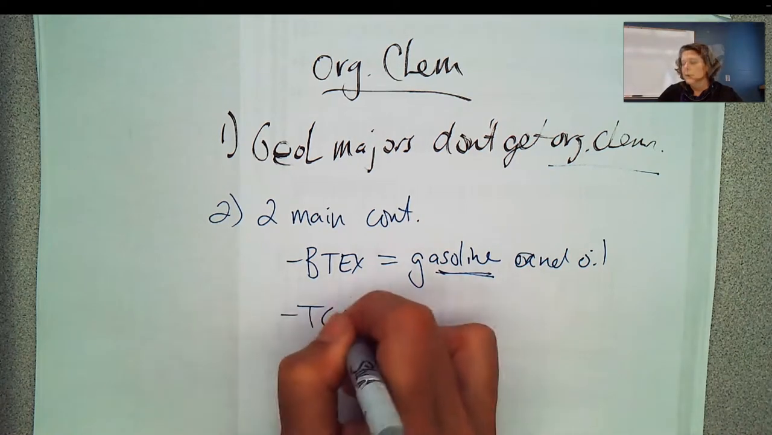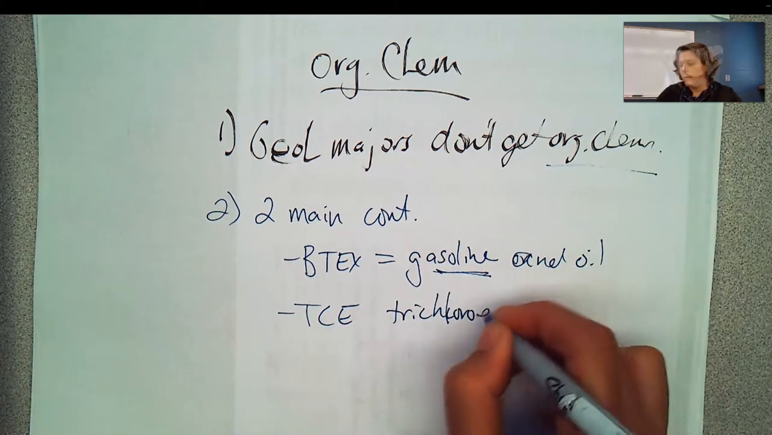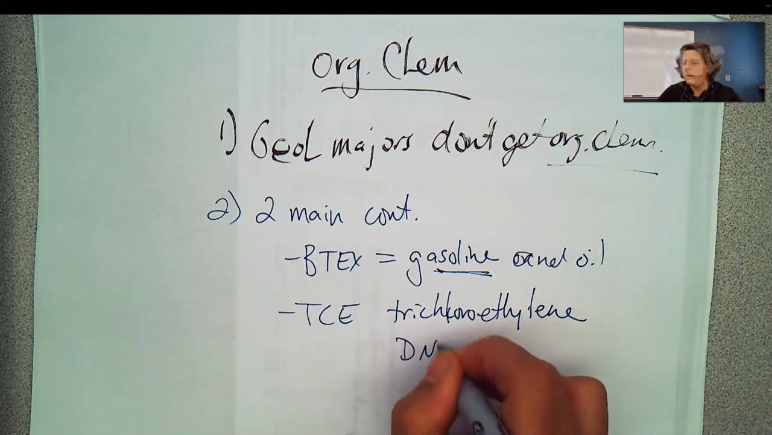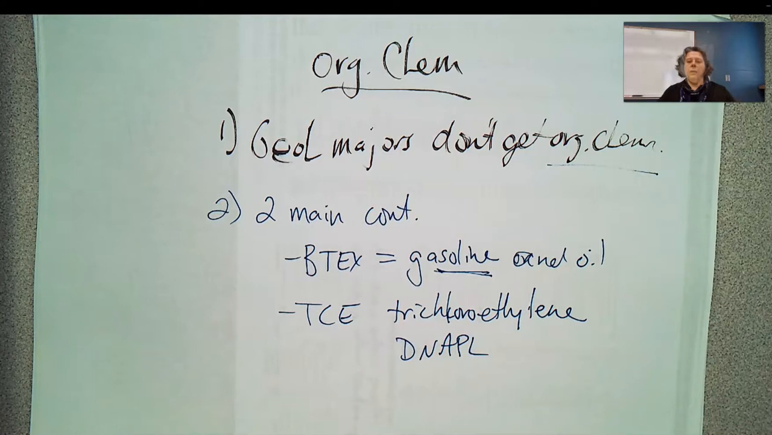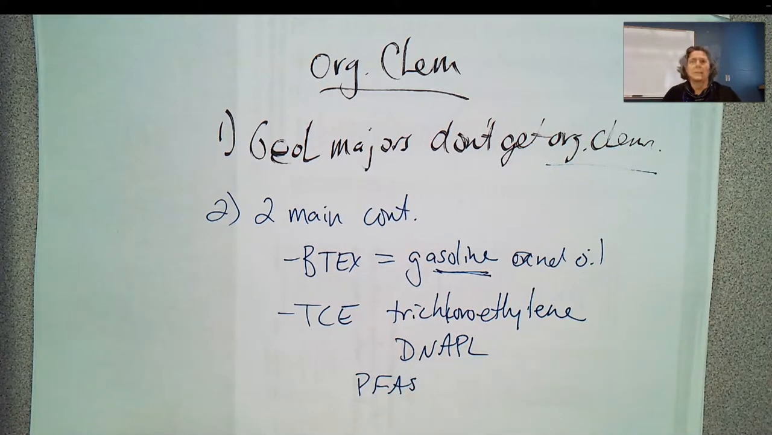The other big contaminant is TCE, or trichloroethylene, and there's a whole bunch of compounds that kind of fall within this. These are chlorinated hydrocarbons. These are your DNAPLs that we talked about last time. These were spilled a lot because, better living through chemistry, we were finding all these chemical things that we could use. We're going to be talking about PFAS in a short time. When we start talking about PFAS, it's everywhere, and things like that. And so these are all organic compounds.